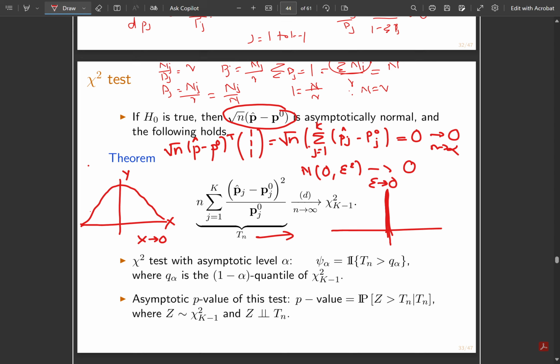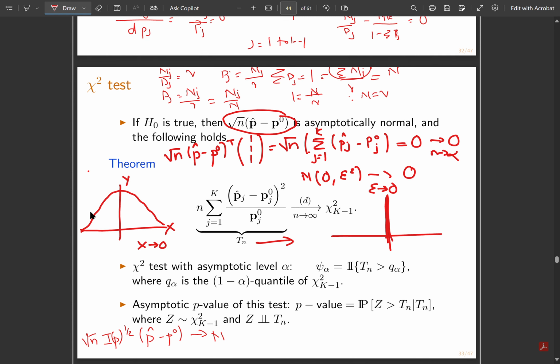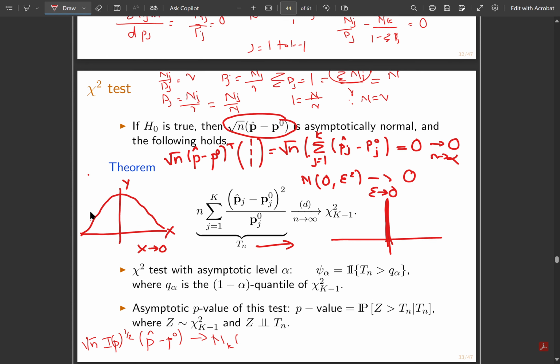And what we're going to tell you is that if I multiply this by square root of n and the inverse of Fisher information, not inverse, but the square root of Fisher information, multiplied by (p hat minus p naught), then asymptotically it should be a normal distribution with zero mean and identity covariance I_k. This should be the ideal condition, and this is not going to be the case. Do you know why?